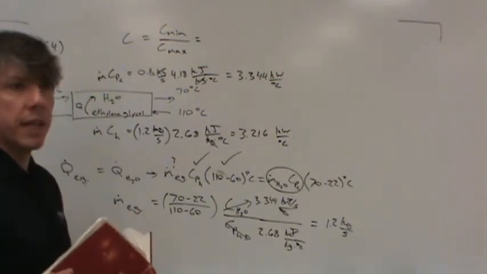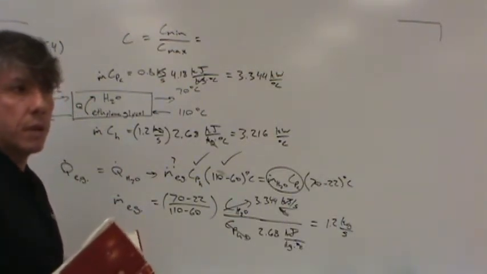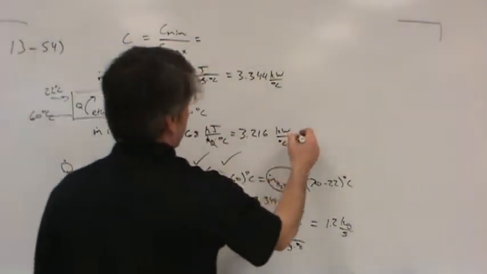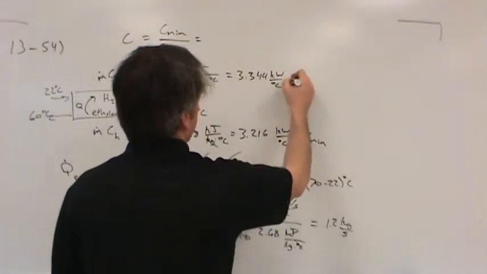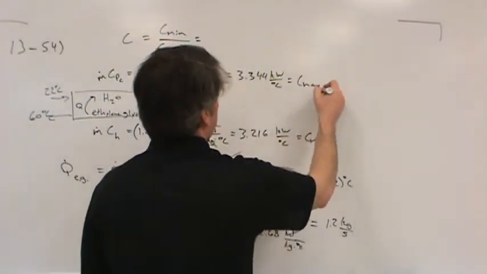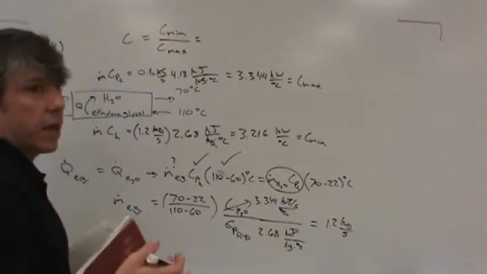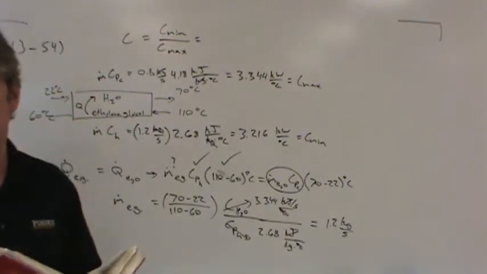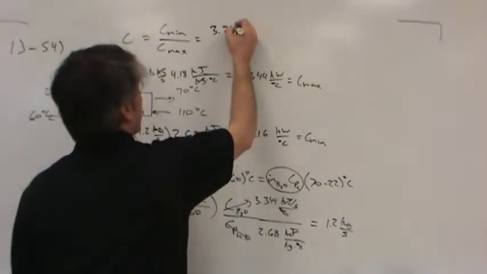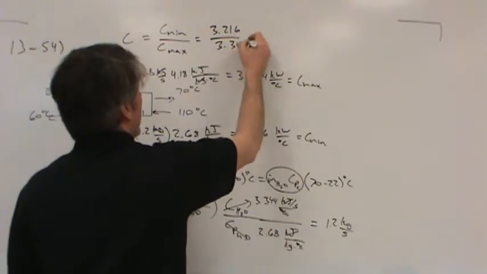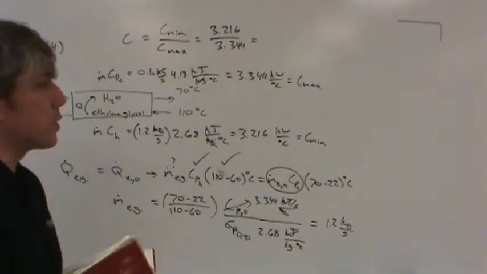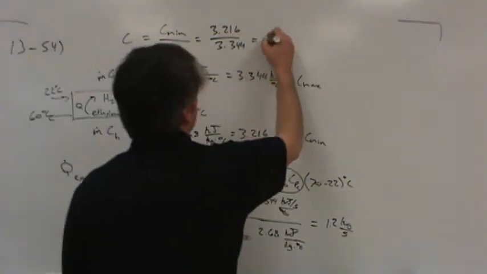Now we can figure out the capacity ratio. In fact, I think we may have done that last time. I don't know if we needed it, but anyway, we can get it easily enough. So the capacity ratio is the minimum over the maximum. Obviously, the minimum capacity rate is actually on the hot side, and the maximum capacity rate is on the cold side, on the water side. And it's not always that way. C min will not always go with the hot or the cold. It just depends on whichever one has the smaller number. So 3.216 over 3.344, we'll get a capacity ratio close to 1, but plug it in your calculator, please. Let's find out what the capacity ratio is. 0.96. Okay, thanks. So 0.96.